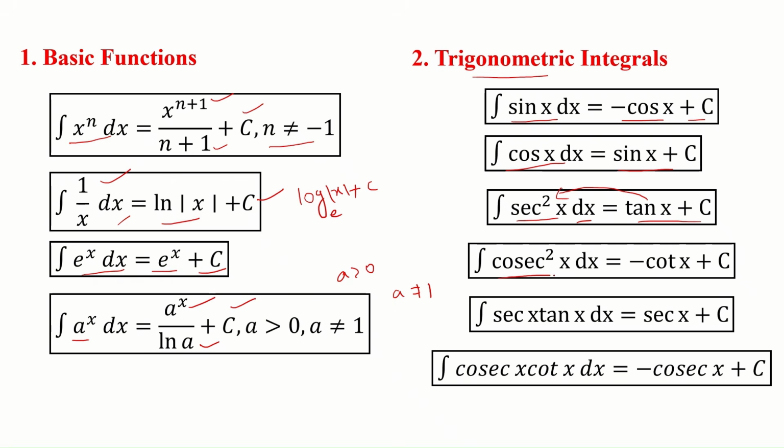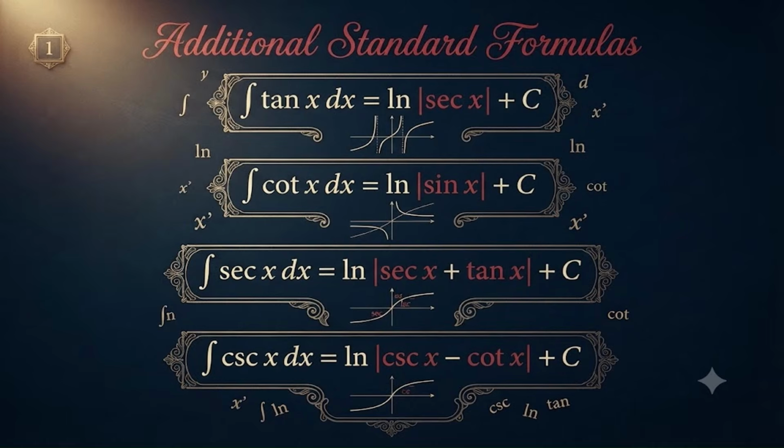Then integration of cosecant square x dx is minus cot x plus c. Then integration of secant x tan x dx is secant x plus c. Same way, integration of cosecant x into cot x dx is minus cosecant x plus c.